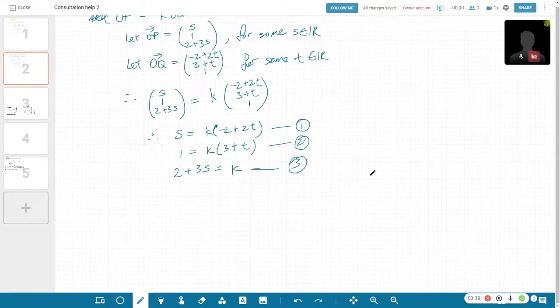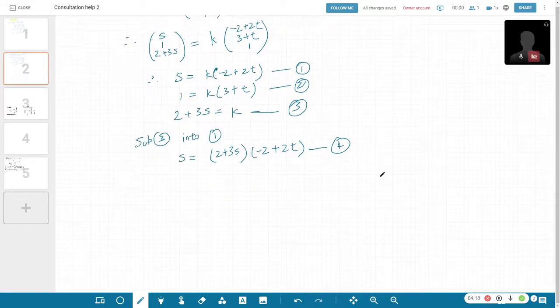There are a few things you can do. Since K is already here, you can just sub it in. So we can sub 3 into 1. That's why it's 6 marks, it's quite a fair bit of work you need to do. So we sub it in, we get S equals 2 plus 3S times minus 2 plus 2t. Let this be equation 4. We can process it later.